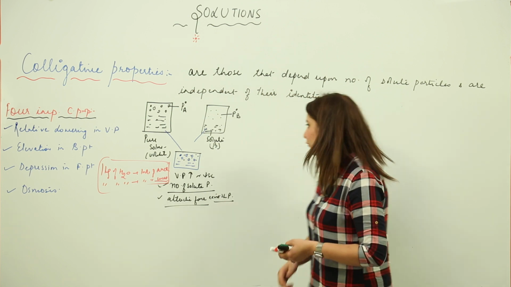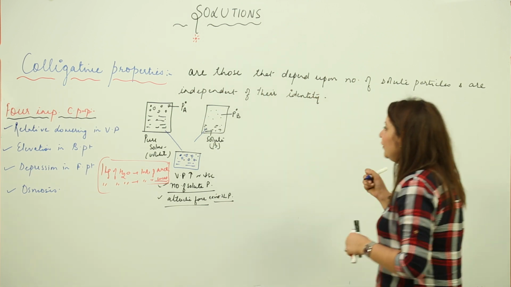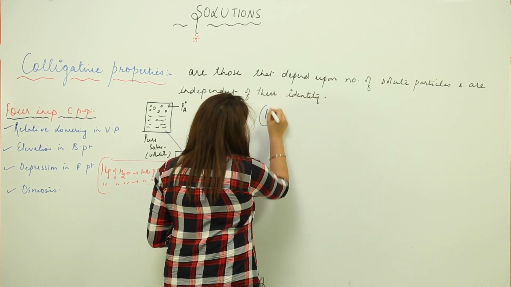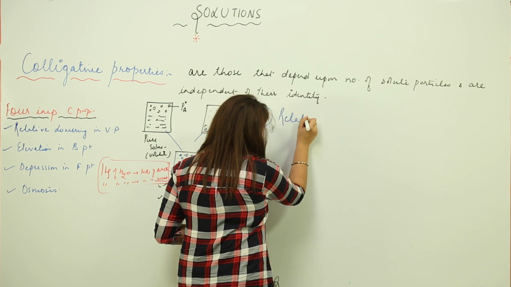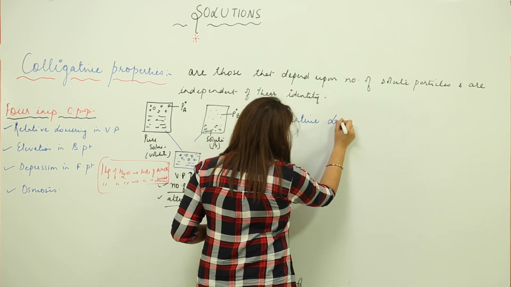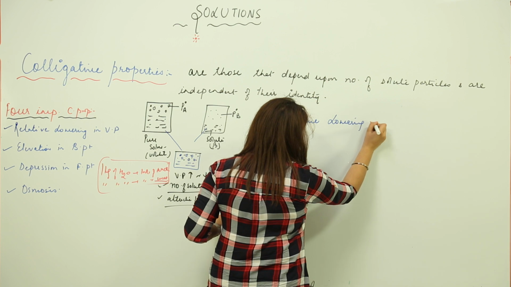So just look at the board carefully. We are starting with the first property, let us say relative lowering in vapor pressure.